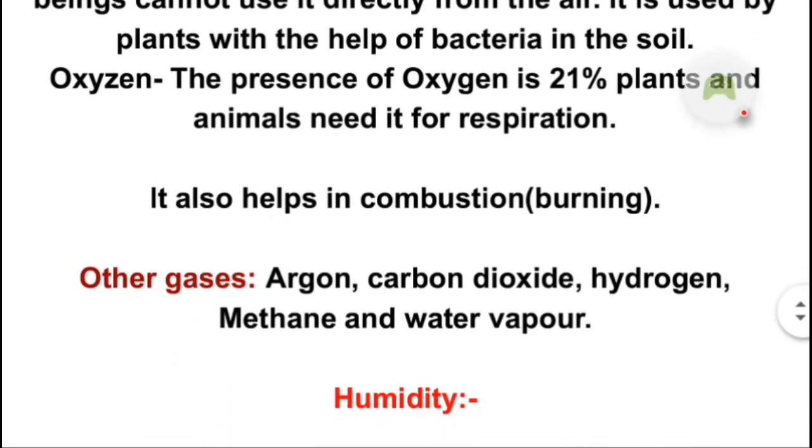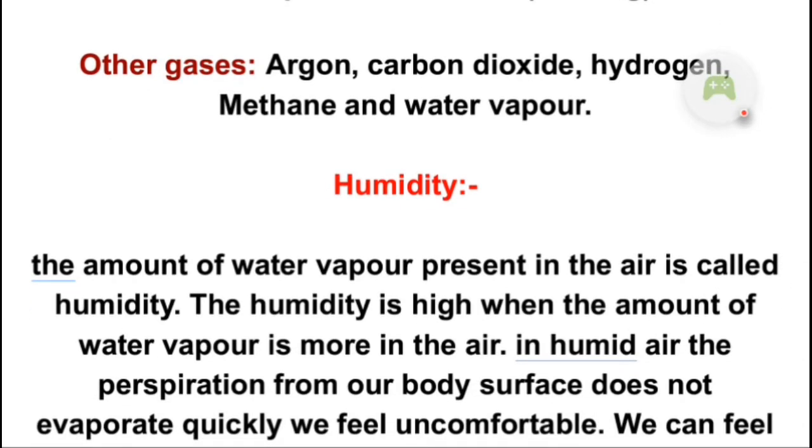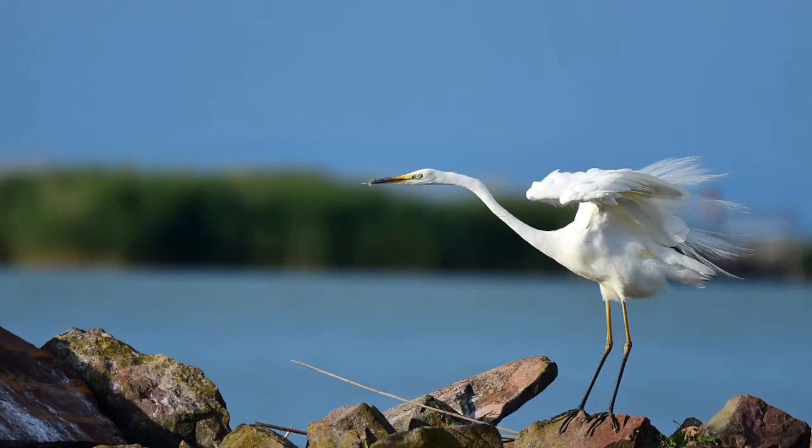Next, it also helps in combustion. Oxygen also helps in what? Combustion, means burning. If something is burning, that's burning due to the presence of what? Oxygen. So let us talk about the presence of other gases in the air. What are those other gases? Argon, carbon dioxide, hydrogen, methane, and water vapor. Students, these are the other gases present in the air, but they are present in very small quantities.